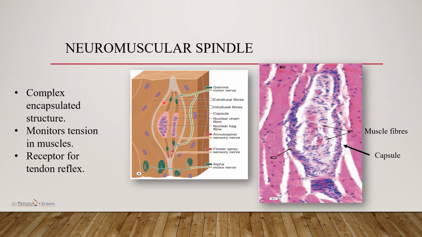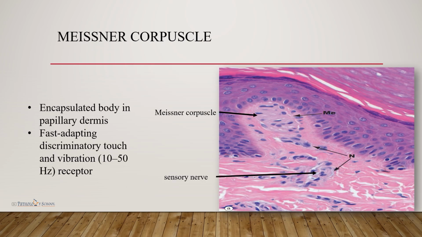In this diagram we can appreciate this is the capsule and these are the muscle fibers. This is the histological diagram where this is the capsule and these are the muscle fibers. This is the receptor for the tendon reflex. After that, Meissner corpuscles. These are encapsulated bodies in the papillary dermis. These are fast adapting discriminatory touch and vibration receptors.